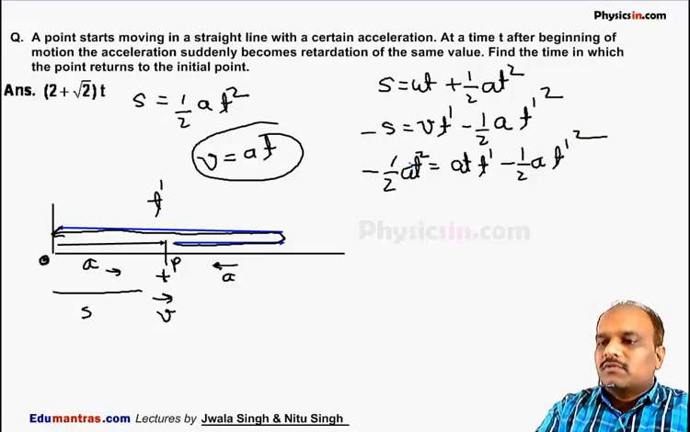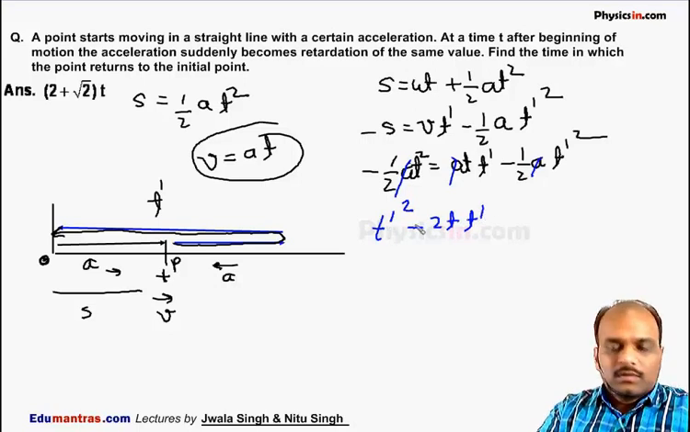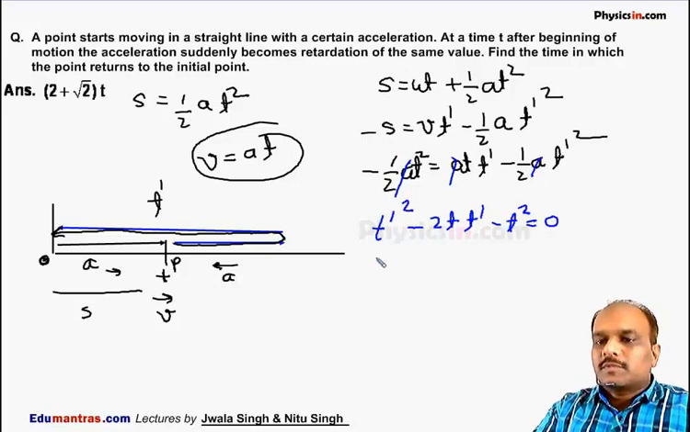So this a will cancel out, and finally we get t dash square minus 2t t dash minus t square is equal to 0. Now if you see this expression, this is quadratic in t dash, because t is known.